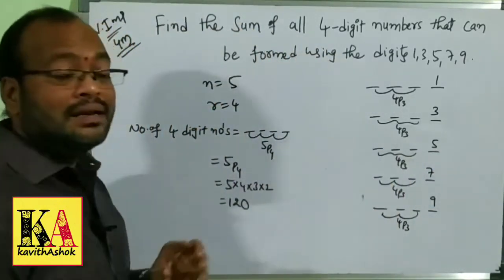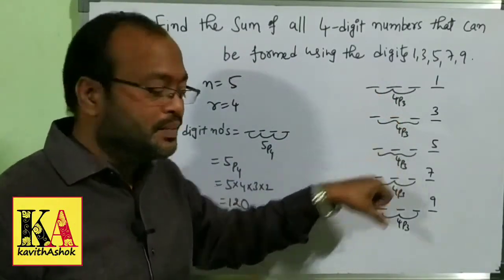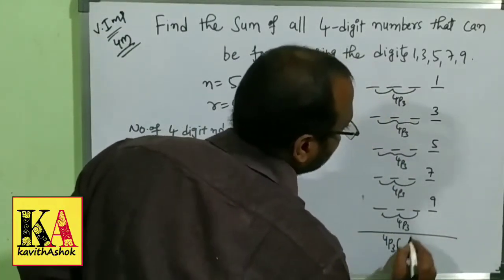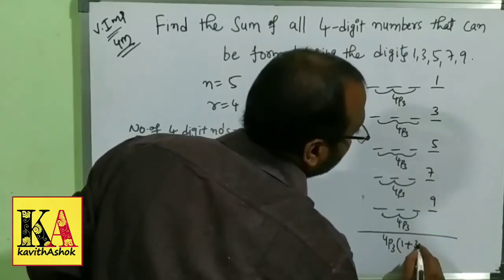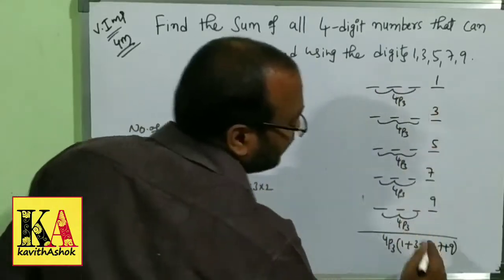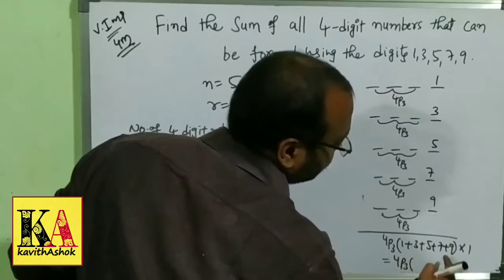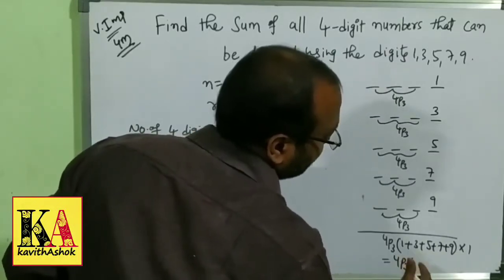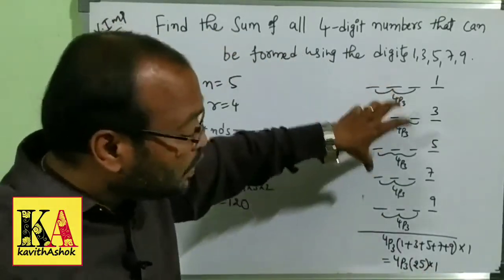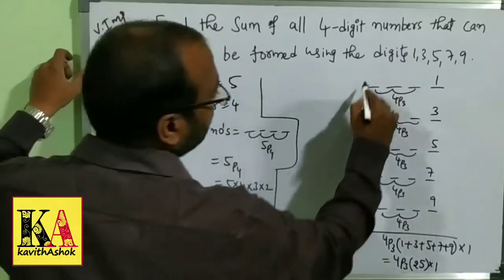Just we are calculating the sum of the numbers in the unit place, right? Now 4P3 is common, and 1 plus 3 plus 5 plus 7 plus 9. It is in the unit digit, so that's why into 1. So this is equal to 4P3 into 25, into 1. This is the sum in the unit place.